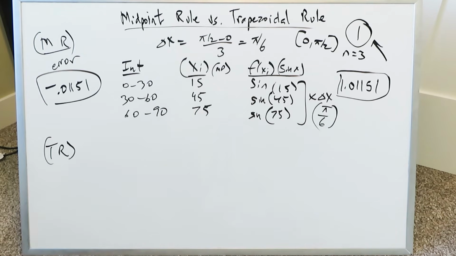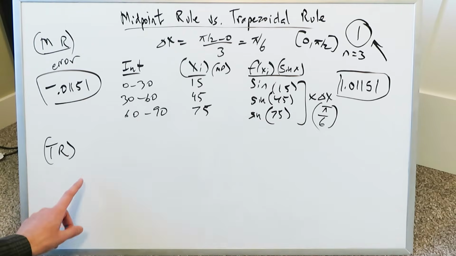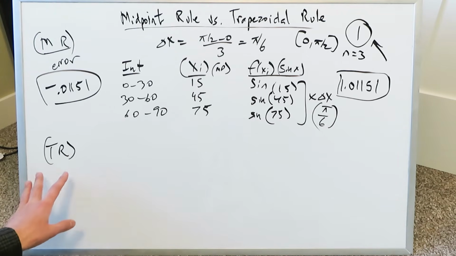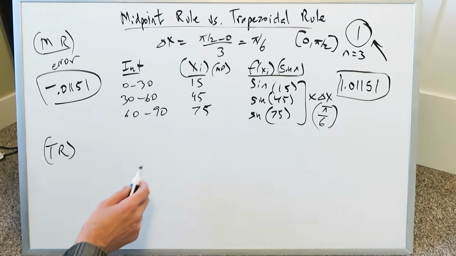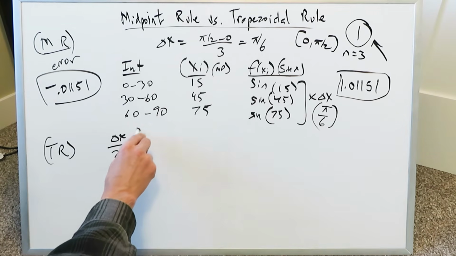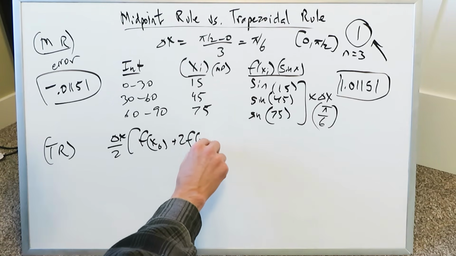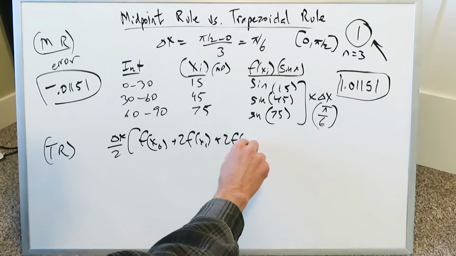Then we'll compare that with the trapezoidal. You find out that the error amount here is much less than that for this, because this is generally slightly more inaccurate. Trapezoidal rule, let's look at that. You still have the delta x, you'll have it over 2, and then you know you're going to have f of x0 plus 2 f of x1 plus 2 f of x2.